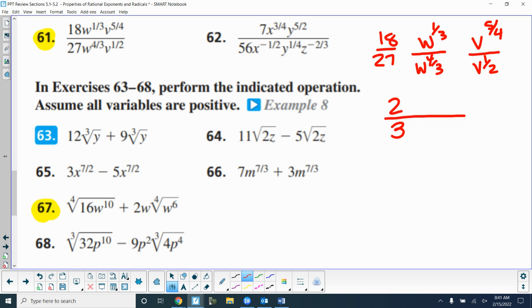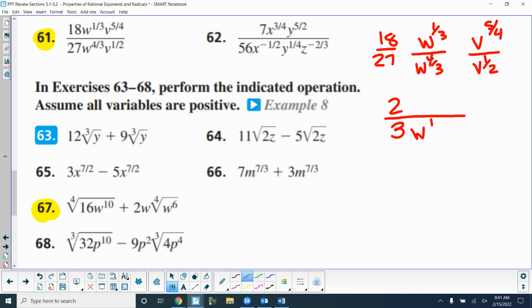On the W's, what's bigger, 4/3 or 1/3? 4/3. So the W will stay in the bottom. And then what is 4/3 minus 1/3? Just subtracting. 3/3, which is 1. So you can put the 1 up here, but you don't have to. AJ: So the one on the bottom is bigger than the one on the top. Exponent, yes. Then that's where that letter or variable will stay.